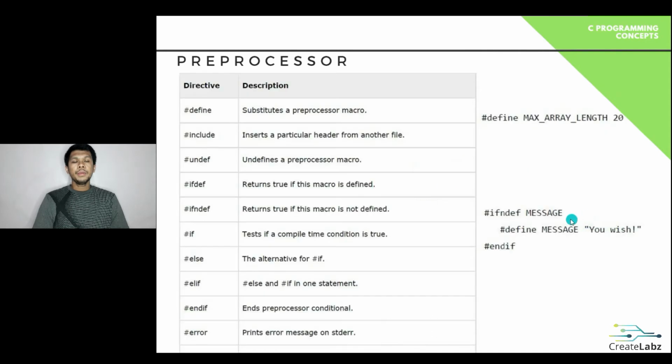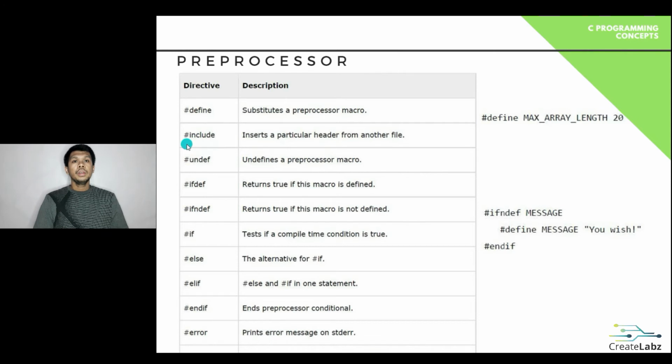Here are some examples of preprocessors. #define substitutes a preprocessor macro. It means that we can define a variable or a macro using #define. For example, #define MAX_ARRAY_LENGTH 20. It means that the variable MAX_ARRAY_LENGTH has a value of 20.